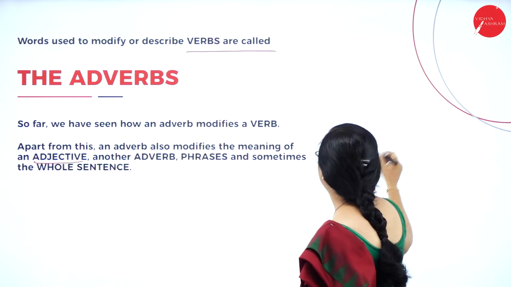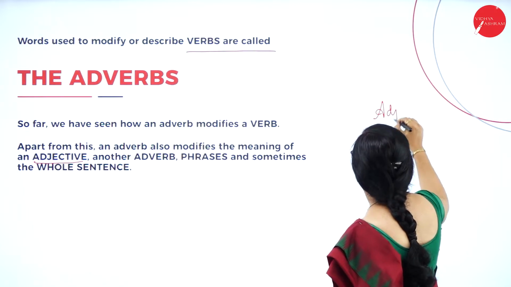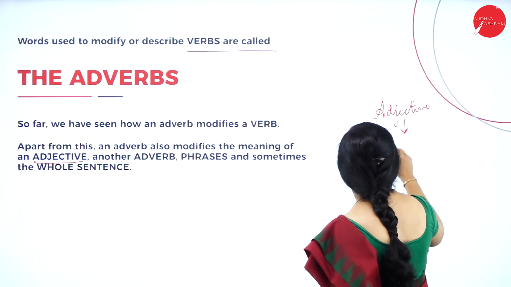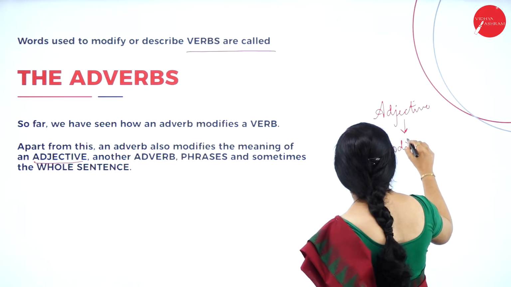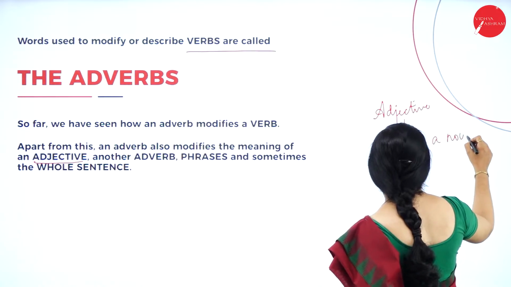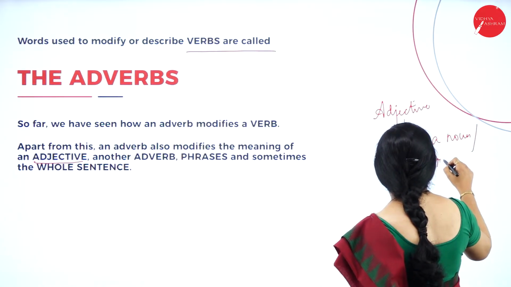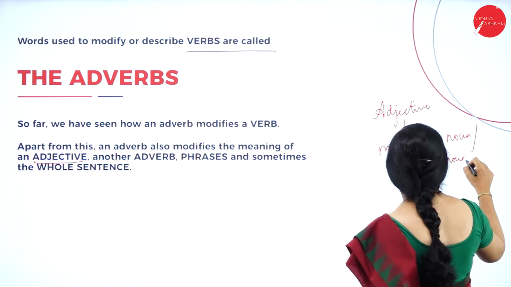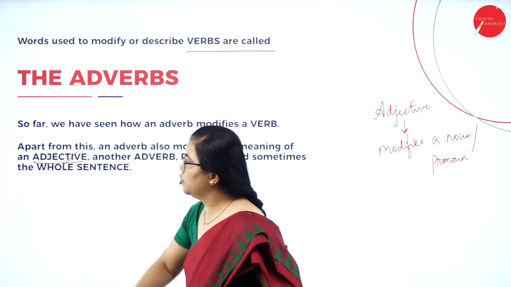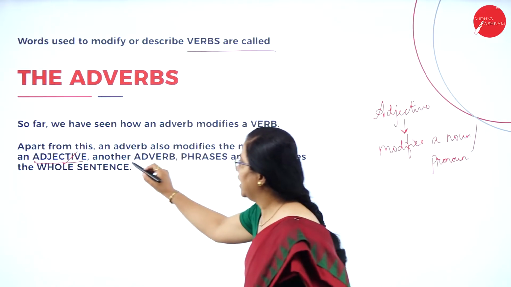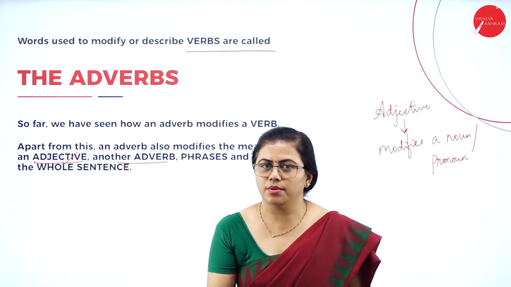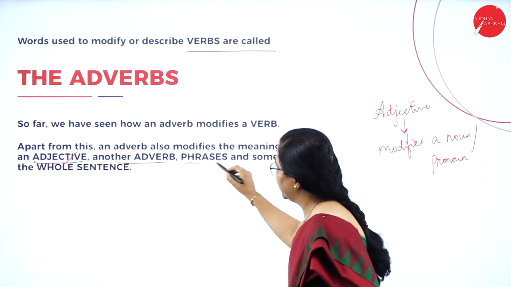What is an adjective, by the way? An adjective is a word that modifies or talks about a noun or a pronoun. Okay, so this is called an adjective. An adverb can also modify an adjective or another adverb. An adverb can modify another adverb, or it can also modify a phrase.